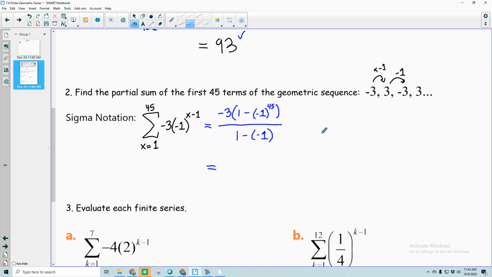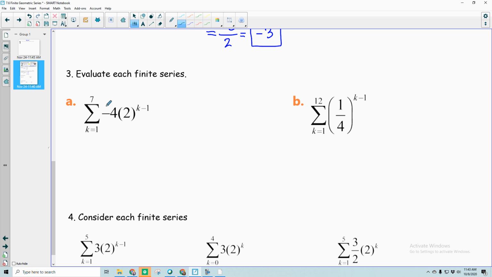So, all of this turns to 2. 2 times -3, well, that makes -6 in the numerator. And then in the denominator, I get a +2. So that is going to simplify to -3. So that would be the sum, the total sum, if I added all of the first 45 terms together. I get -3.